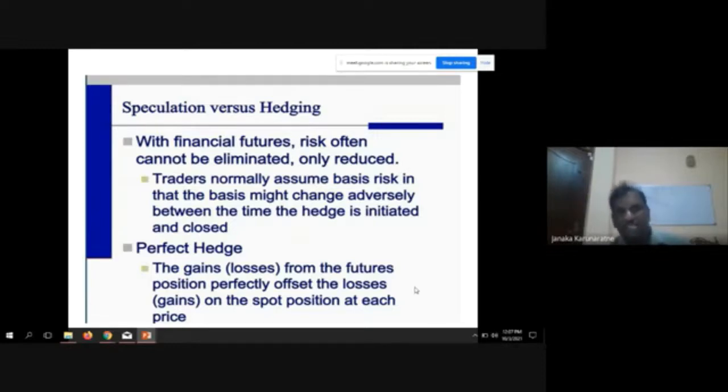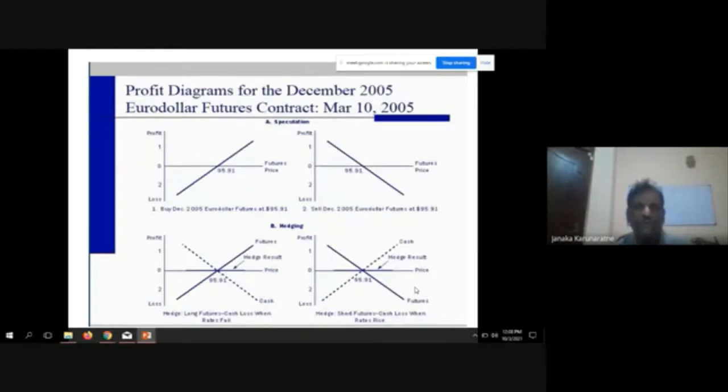So the traders normally assume basis risk, in that basis might change adversely between the time the hedge is initiated and closed. So it may be adversely changed. Now, a perfect hedge means gains from the futures position and losses from the cash position offset each other, which is very difficult. Like earlier hedging, we cannot have a perfect hedge, nor with duration hedging. Same.